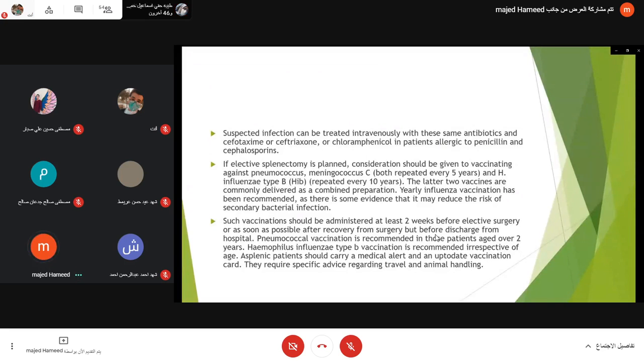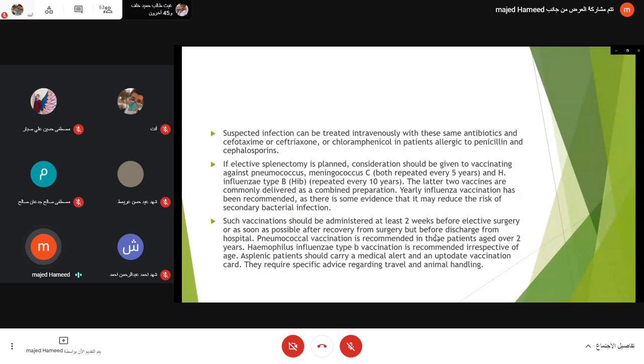Consideration should be given to vaccination against pneumococcus, meningococcus, and H. influenzae. The latter two vaccines are commonly delivered as a combined preparation. Yearly influenza vaccine has been recommended as there is some evidence that it may reduce the risk of secondary bacterial infection. Such vaccination should be administered at least 2 weeks before elective surgery or as soon as possible after recovery from the surgery, but before discharge from hospital.